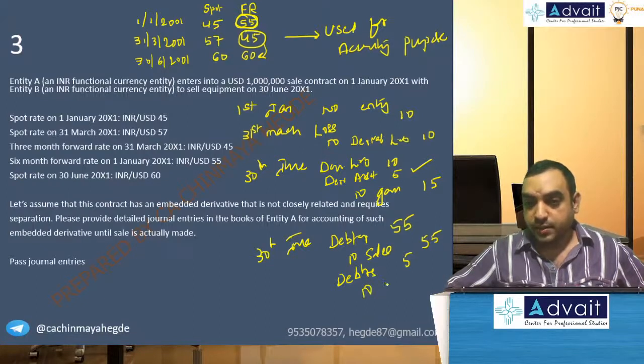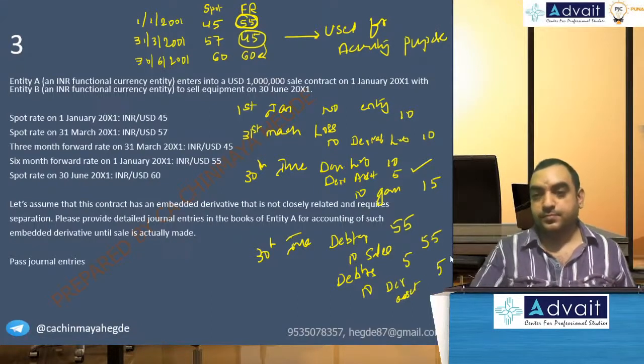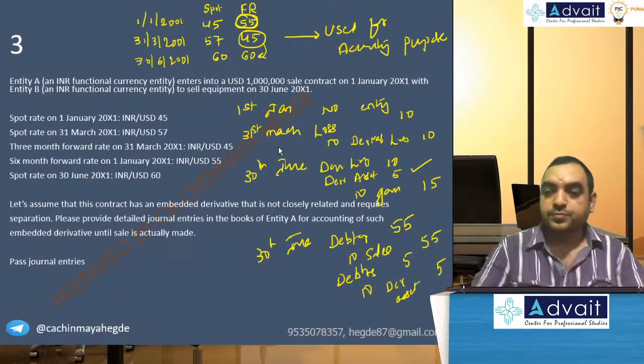the derivative asset, 5 rupees. Can you please tell me whether I should explain any of this journal entry now?